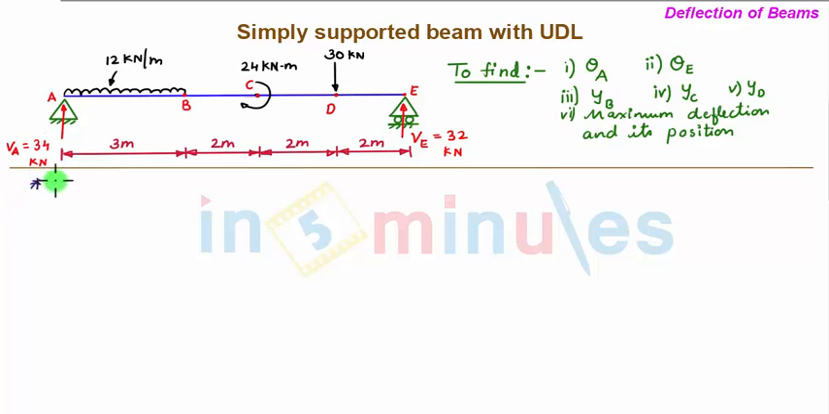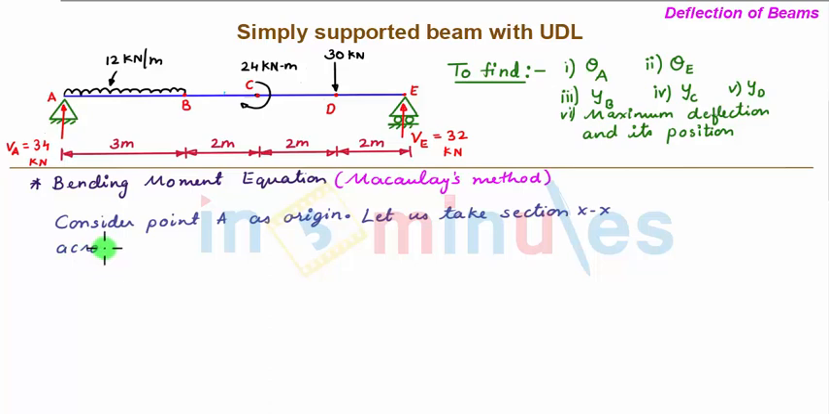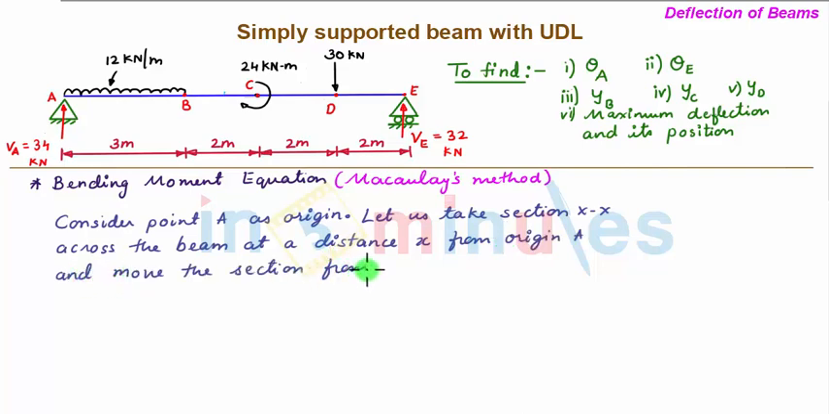Our next step is to write the bending moment equation using Macaulay's method. Consider point A as origin. Let us take section XX across the beam at a distance x from origin A and move the section from origin A to the other extreme end E of the beam.